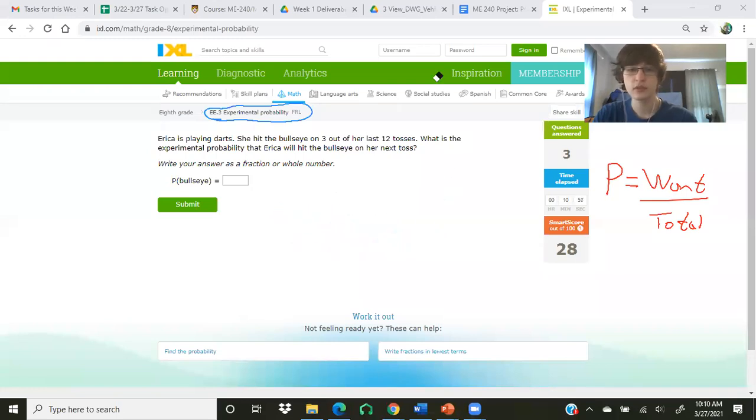Alright, let's quickly look at this one. Erica's playing darts. She hit the bullseye on 3 out of her last 12 tosses. What's the experimental probability that Erica will hit the bullseye on her next toss? Well, let's do this again. What's our want? We want a bullseye. So we have 3 bullseyes. What's the total? There were 12 in total. And you just have this fraction. Hopefully you see that 3 over 12 is equal to 1 over 4.